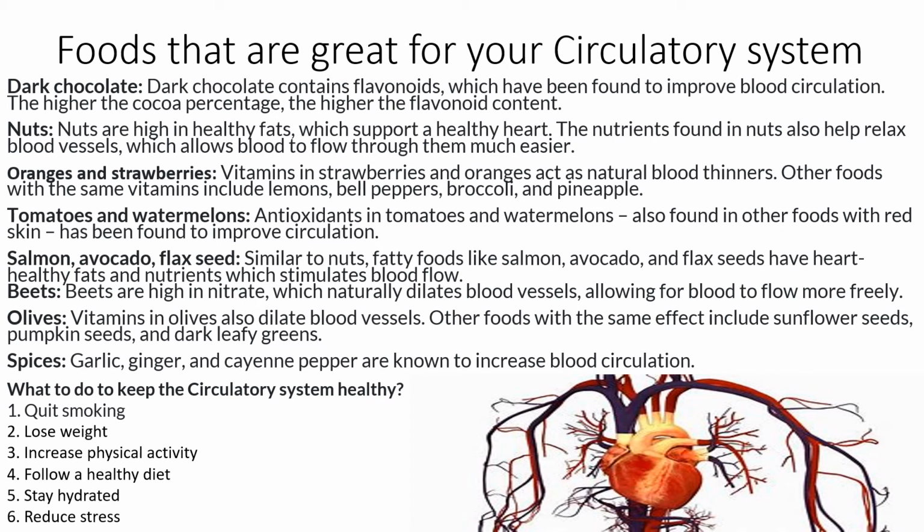Spices. Garlic, ginger, and cayenne pepper are known to increase blood circulation. What to do to keep the circulatory system healthy? Number 1, quit smoking. Number 2, lose weight. Number 3, increase physical activity. Number 4, follow a healthy diet. Number 5, stay hydrated. Number 6, reduce stress.